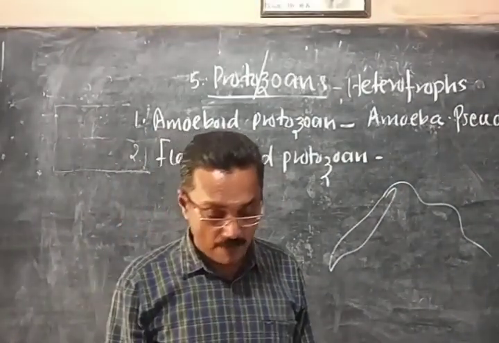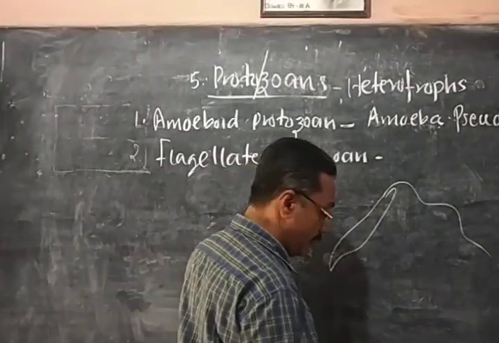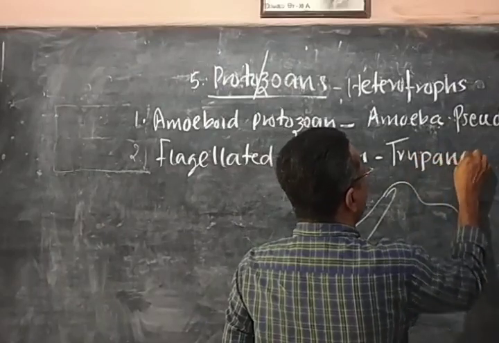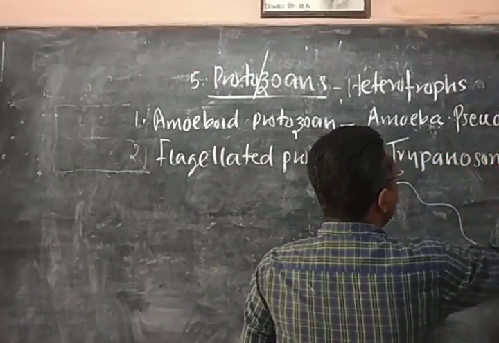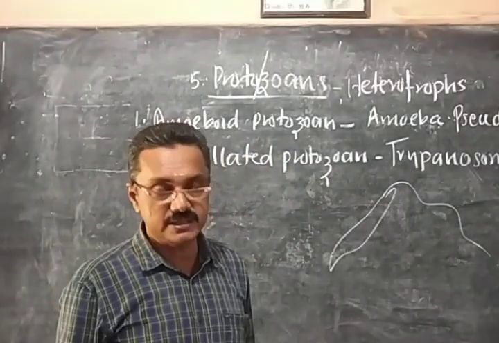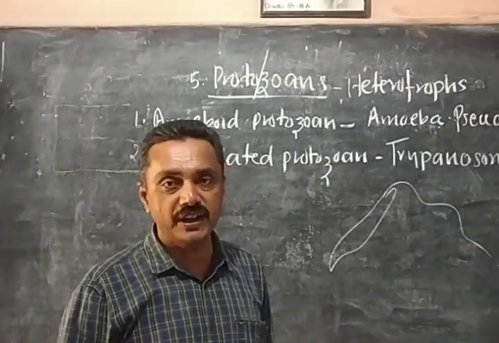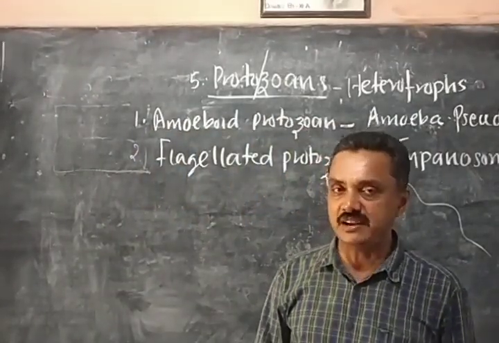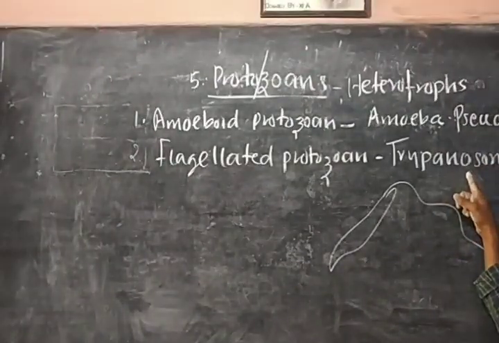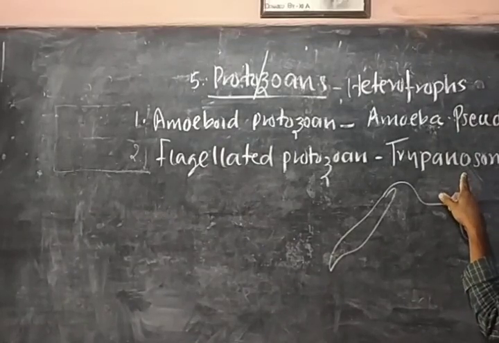Examples are there. For example, Trypanosoma. Trypanosoma is a parasite which causes a disease called sleeping sickness. It is more seen in Africa, so it is called African sleeping sickness. So flagellated protozoan, example Trypanosoma, a parasite that causes sleeping sickness.